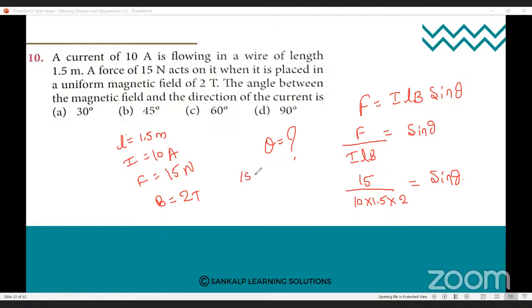So look, this is 15 divided by 10 into 1.5. If you cannot simplify, take 15 by 10, and the 10 goes up into 2. So 15 cancels, 10 cancels. You are left with what? 1 by 2 is equal to sin theta. So sin theta is equal to 1 by 2. Therefore theta is equal to how much, students? It is 30 degree. Correct?